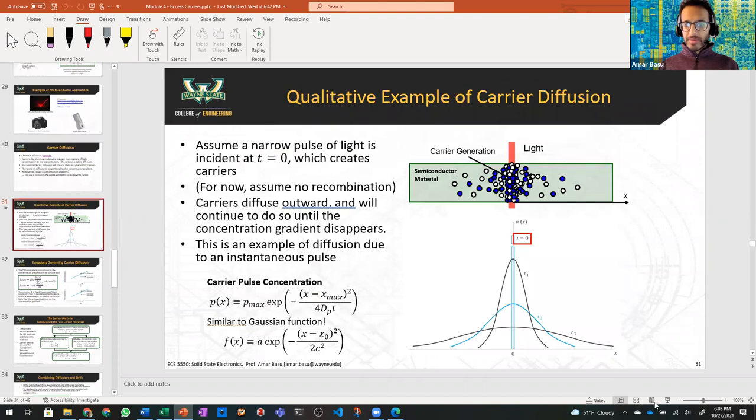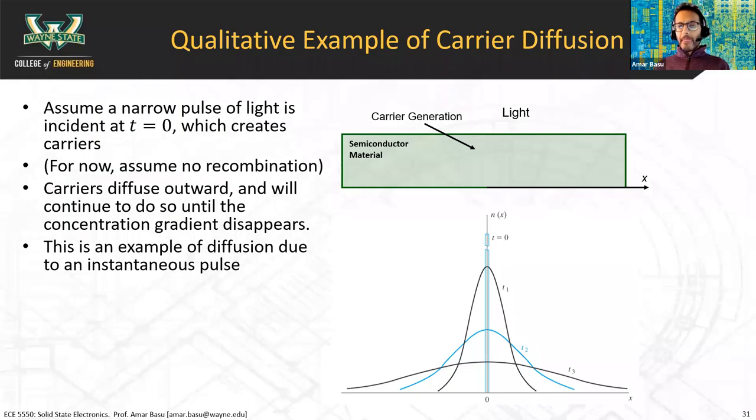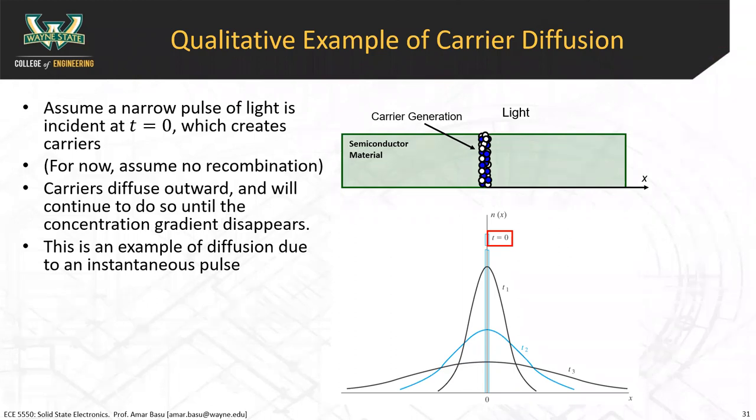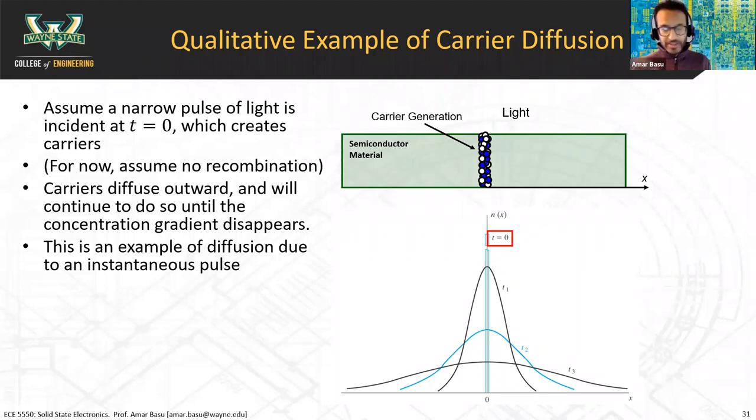So let's go back to this example. We shine light on the material. So in our head, we're thinking there are four processes: generation, drift, diffusion, and recombination. When we shine light on the material, we are upping the generation rate. So we can say carriers are generated here. Now we turn the light off. What processes are happening at this point? Let's talk about that. They should diffuse outwards and then recombine. Exactly. Two processes. Clayton, you got both.